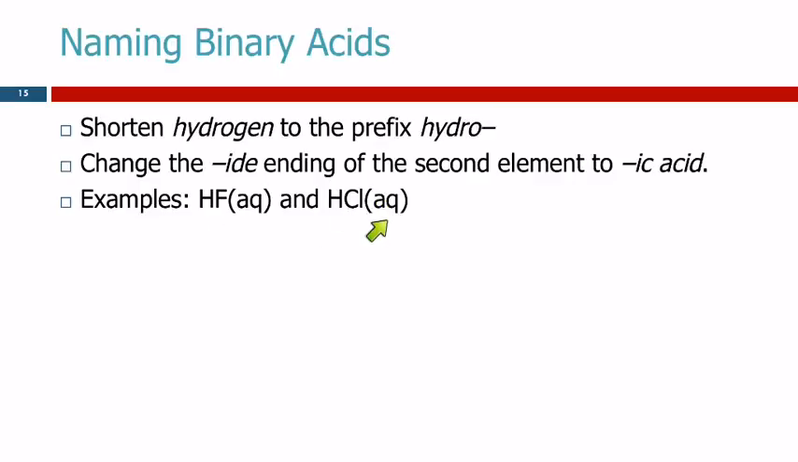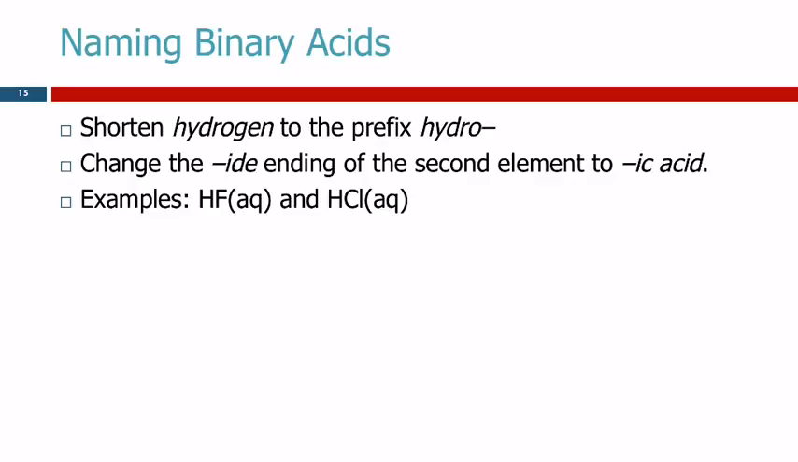This AQ in parentheses after the compound formula means that it's dissolved in water. So what most people will tell you is, if it's aqueous, if it's dissolved in water, name it as an acid. If it is not dissolved in water, then name it as a binary molecular compound.